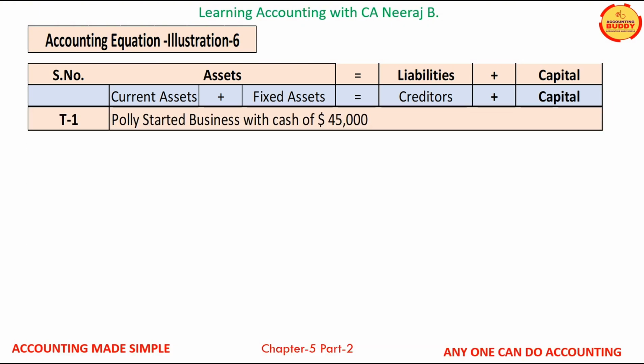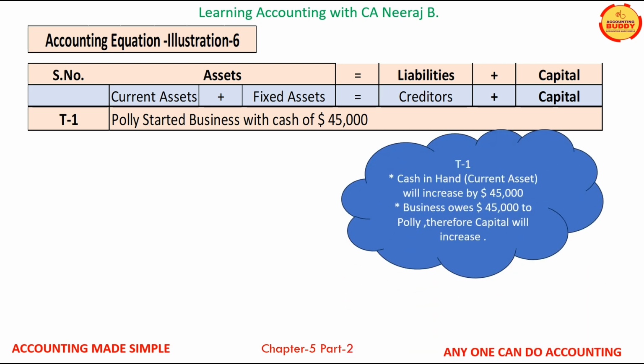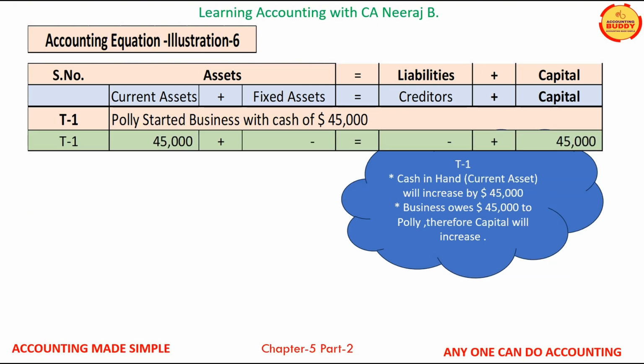Transaction T1 on your screen is Polly started the business with a cash of $45,000. If we analyze this transaction, the two accounts which are getting affected are the cash and the capital account. Cash will increase by $45,000 and the capital will also be increased by $45,000.